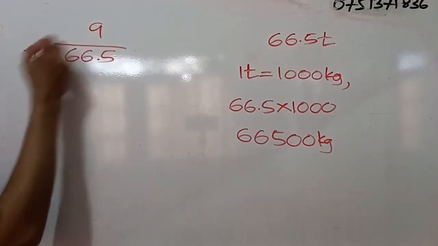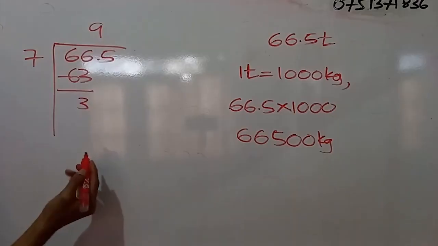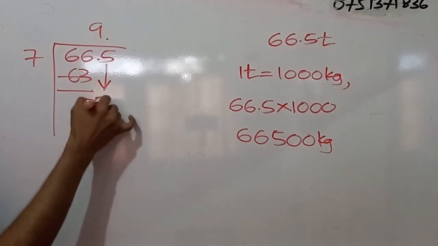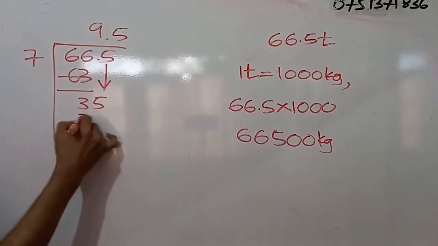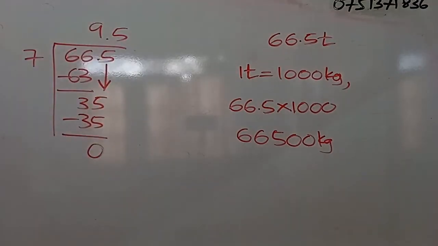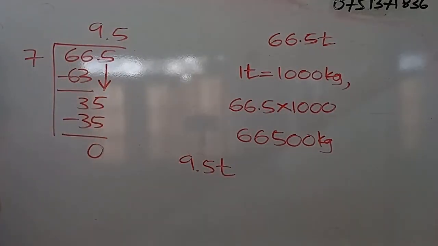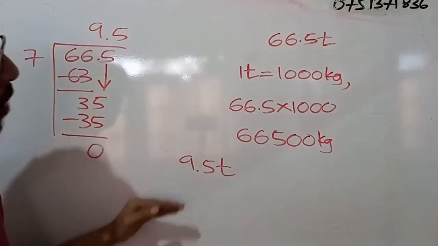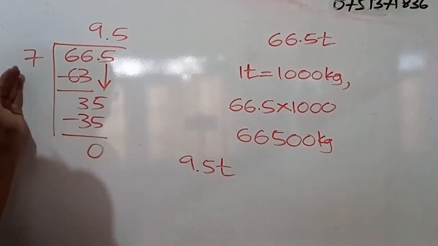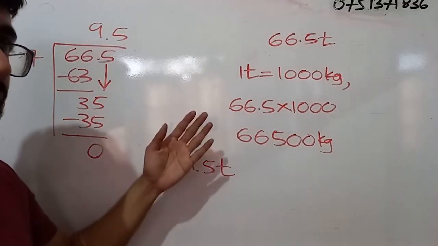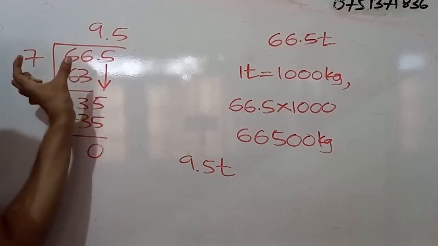We can go up to 9. 7 times 9, that is 63. 66 minus 63, we get a 3. Put the decimal point, drag down the 5. How many 7s are there in 35? Exactly 5. 7 times 5, 35. 35 minus 35, we get a 0. So here we get 9.5 tons as the answer, right? Previously, when we converted the entire amount into kilograms and then divided by 7, we got the same answer. The previous method is somewhat long, but most students dislike dividing a decimal number like 66.5.